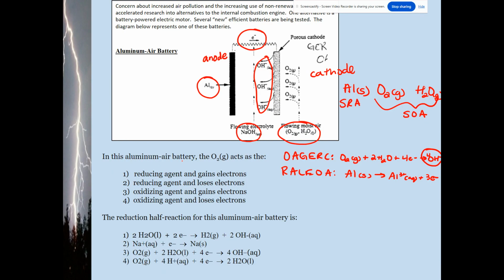So in the aluminum air battery, the oxygen is acting as the oxidizing agent that is gaining electrons. So oxidizing agent gaining electrons. And the reduction half reaction, which is the same half reaction, is oxygen plus water and 4 electrons, making 4 hydroxide ions. Okay? So when you memorize RA-OA, the OGERC, right, that answers a lot of these questions. So make sure you memorize those terms.